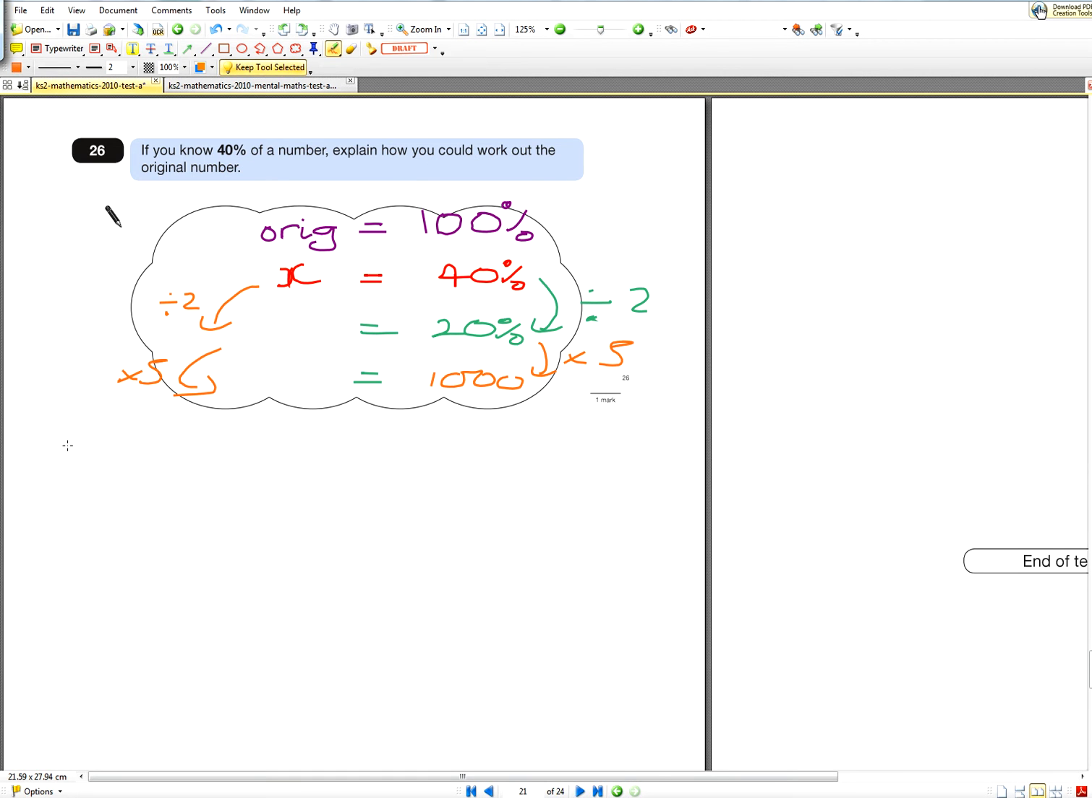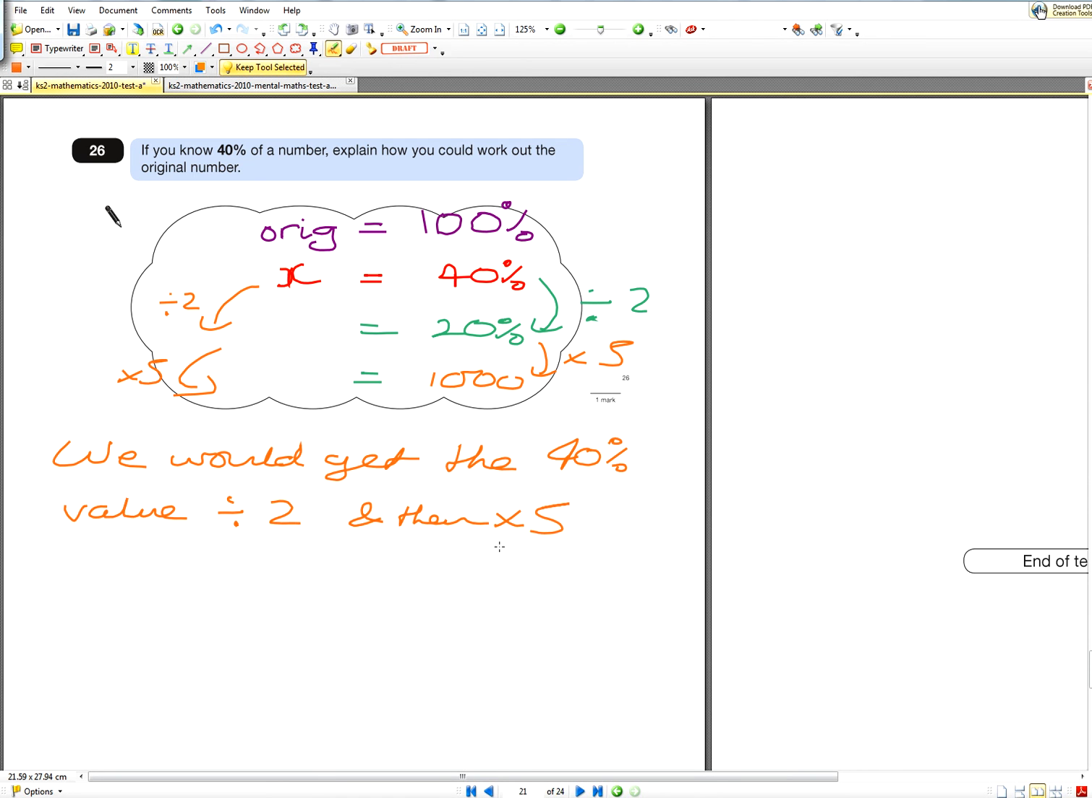So it goes, explain how you would work out the original number. Okay. So if you know 40% of a number, we would get the 40% value, divided by 2 and then times by 5. And that's basically explaining what we just did over here mathematically.